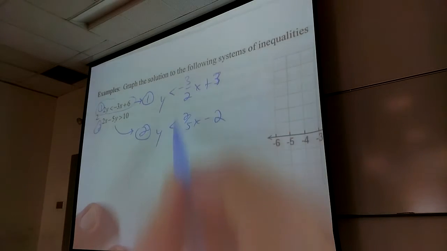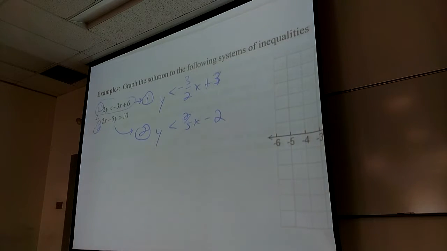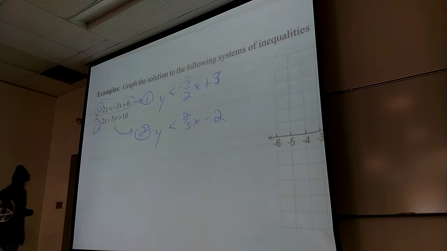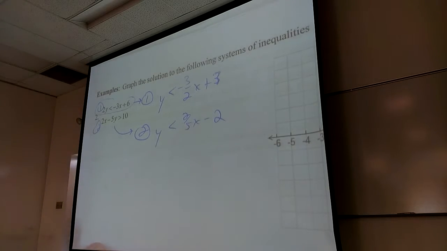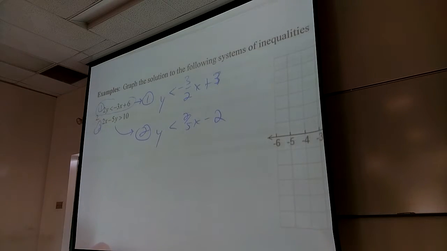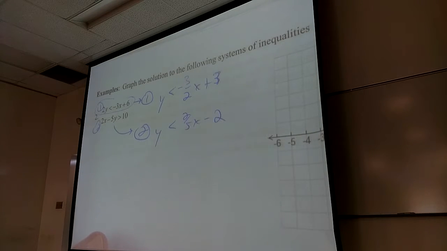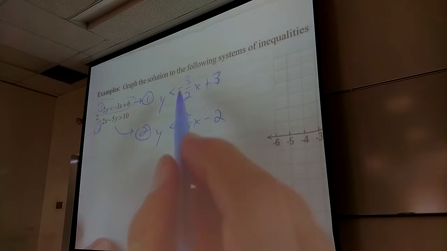So that's what you should be getting for the 2 when you solve for y. Don't forget, when you divide by a negative, you gotta switch the inequality symbol. They should both be less than.